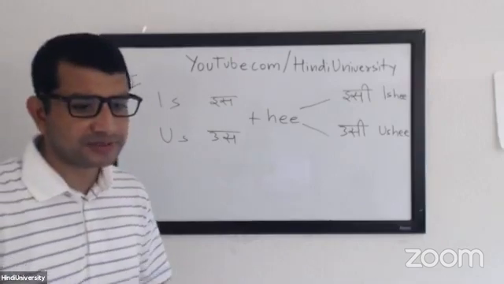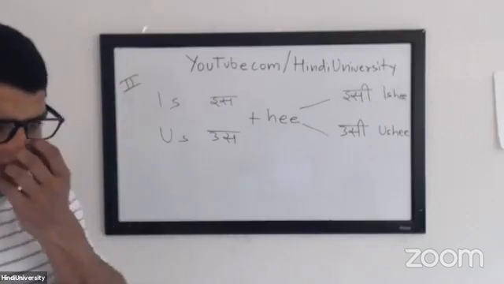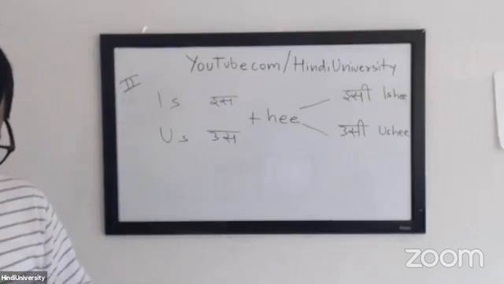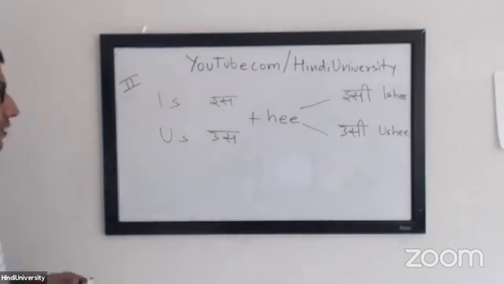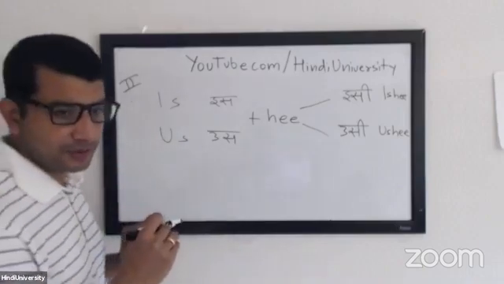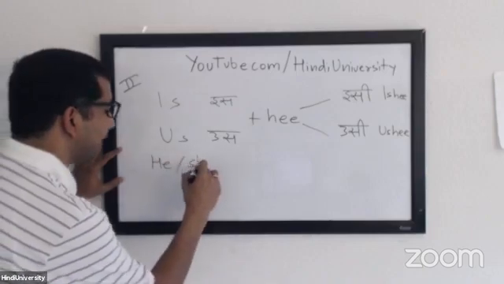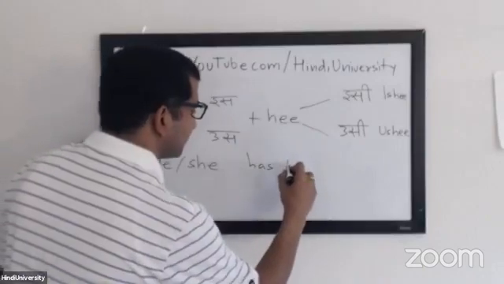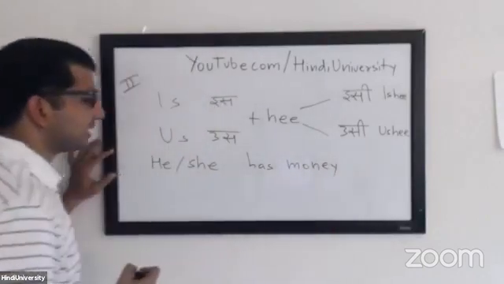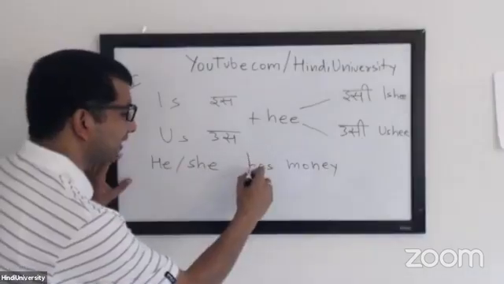Who can think of some examples of isi and usi? Let me give you an example, and then maybe this will be easier. This is for both you and Ted. You want to say he or she has money. How will you say that? Usi. Give it a try.